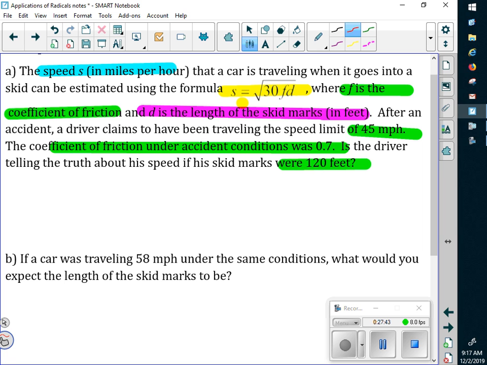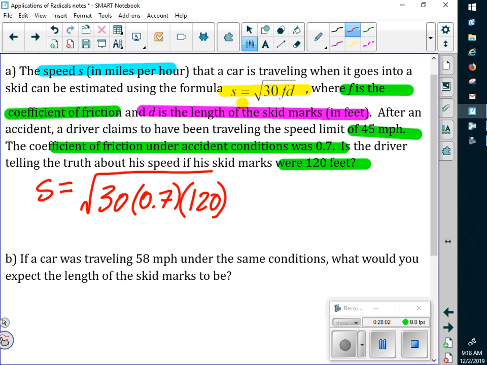So what have we got? S equals the square root of 30 times F, the coefficient of friction, 0.7, times D, which is 120. All right, run that on your calculator. So we know this guy was lying because this is about 50 miles an hour. So is the driver telling the truth? No, he was going 50 miles an hour.